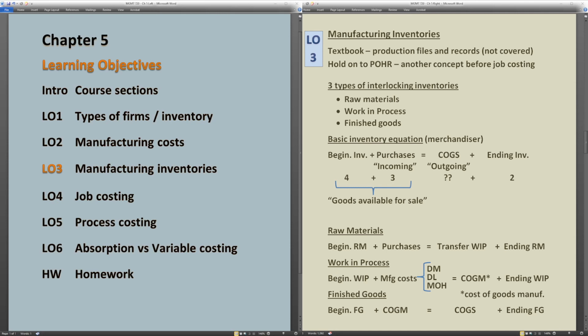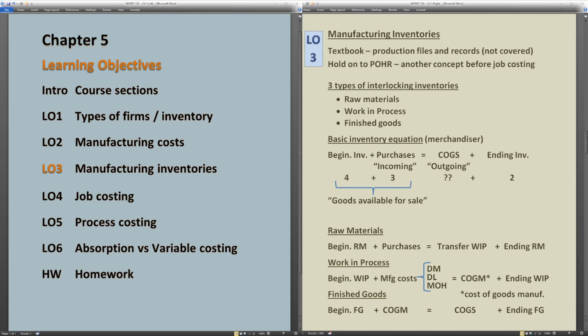So we're going to hold on to the idea of predetermined overhead rate for a moment. Introduce one additional thing that we need to know to be able to fully go into job costing, and that's going to be the manufacturing inventories. So we mentioned there are three types of interlocking inventories for manufacturers: raw materials, work in process, and finished goods. And that also goes through in time that way. You buy raw materials, you start working on them, and then they become finished goods.